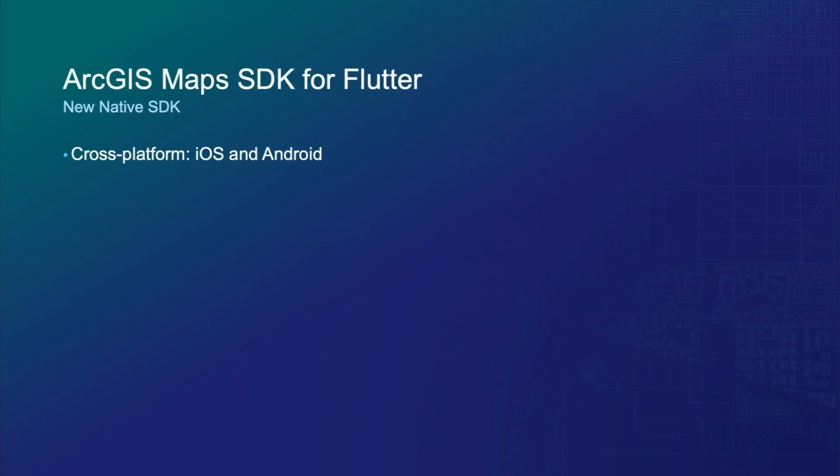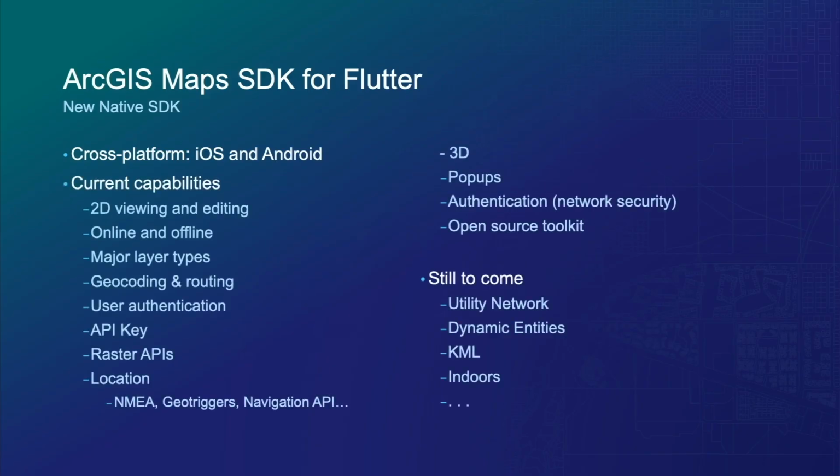So let's take a look at some of the things that we've already got in there. We kicked off with a strong set of MVP capabilities, and we added things over time, like raster APIs, additional location APIs for working with external devices like NMEA devices, geotriggers, the navigation API. 3D was a huge one. It suddenly just showed up, and that's a testament to the C++ core that we've built. We can release this essentially mature capability in a new API. Pop-ups, authentication, and we started to work on an open source toolkit.